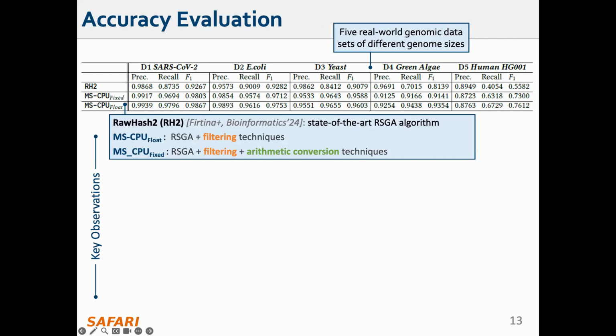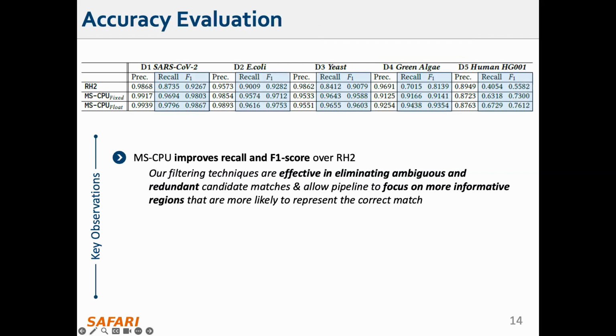And we evaluate this with the same 5 real-world genomic data sets of different sizes and compare our pipeline, with either the filtering techniques only or the filtering techniques and the arithmetic conversions, to the state-of-the-art pipeline that's called RowHash2. And we make two key observations. The first one is that our software pipeline actually outperforms RowHash2 in recall and F1 scores across all data sets and also matches the precision values.